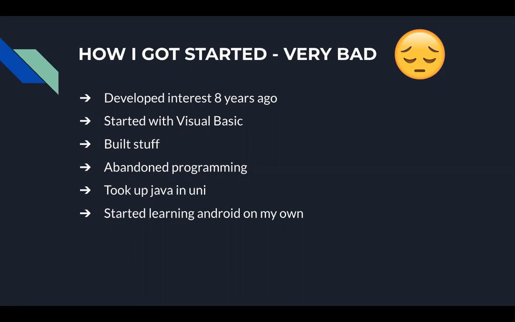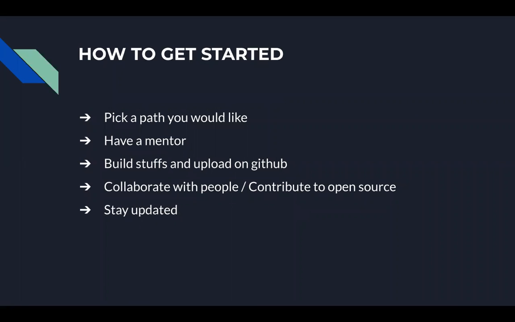So that was how my journey was. So how to get started. How someone gets started in the software world is very, very important. So if you want to get started, for instance now we want to go into Android development, the first thing is to pick a path you will like. So of which the path is the Android development which we've picked, which is a great idea.